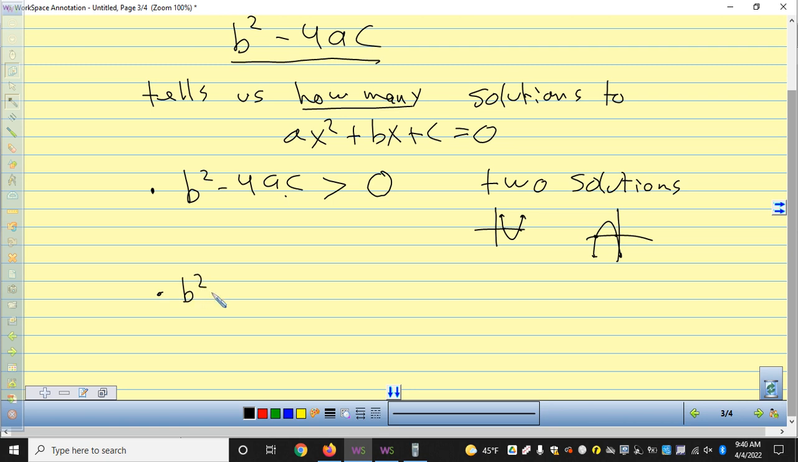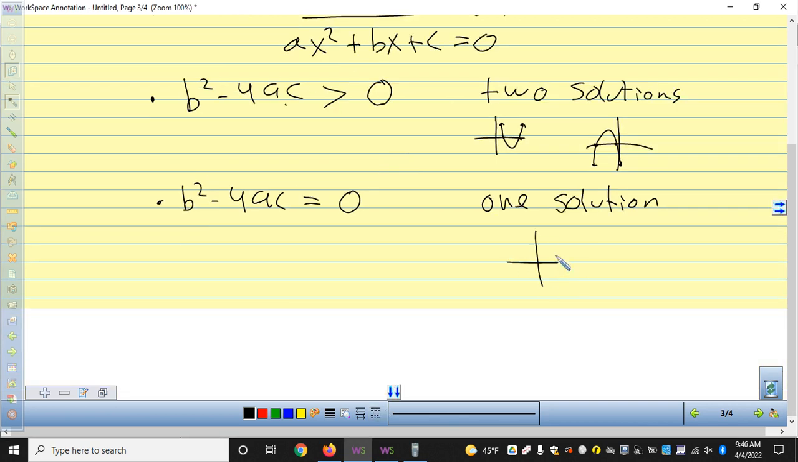If b squared minus 4ac equals 0, we have one solution. And that tells us our graph just touches the x-axis at the vertex, like that, or maybe like this.